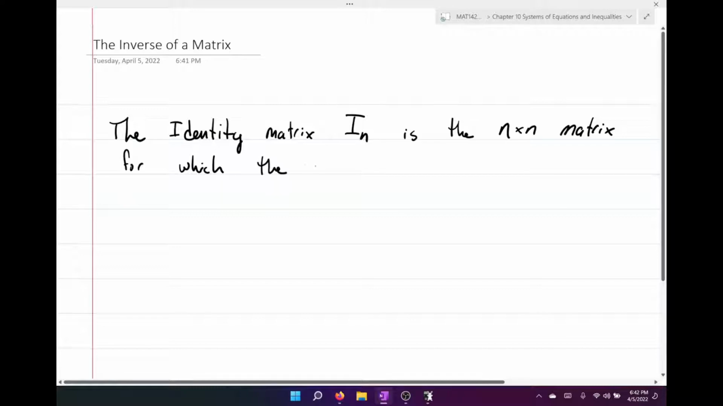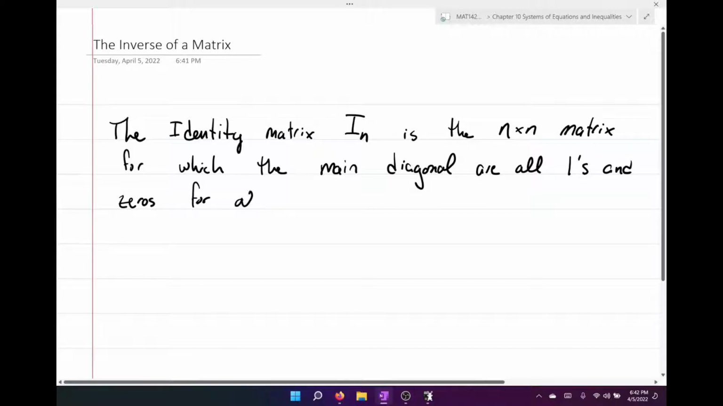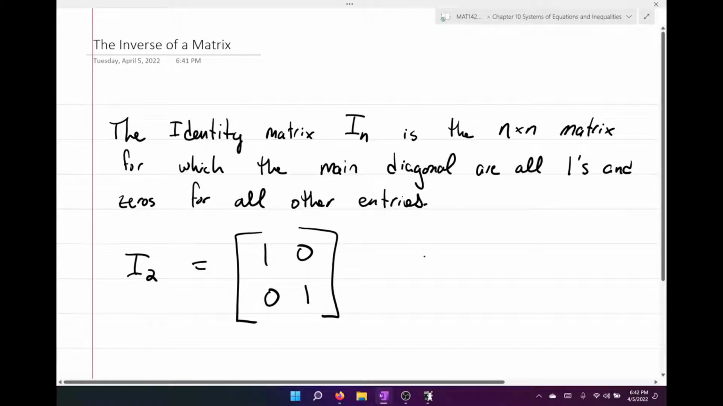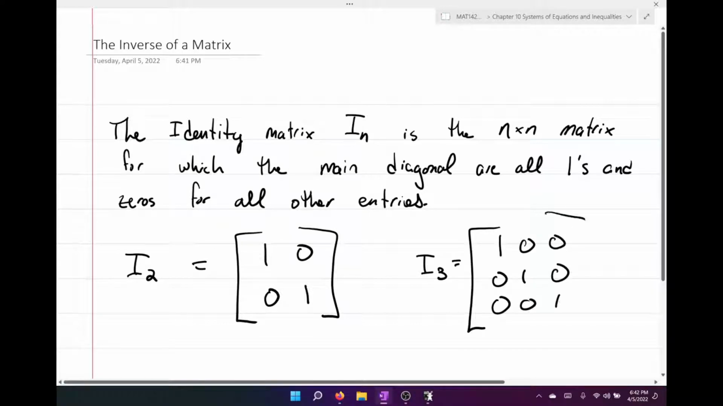the main diagonal entries are all ones and zeros for all other entries. So for example, the identity matrix 2 would look something like this. The identity matrix for 3 would look something like this. All right.